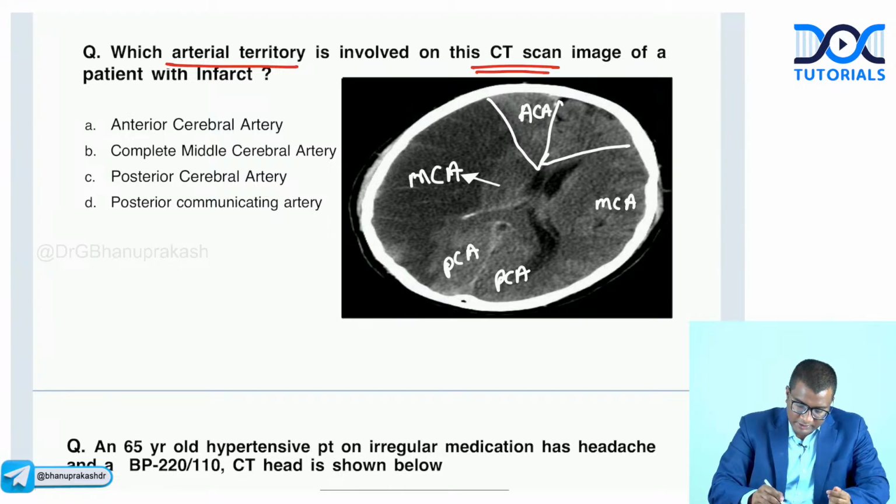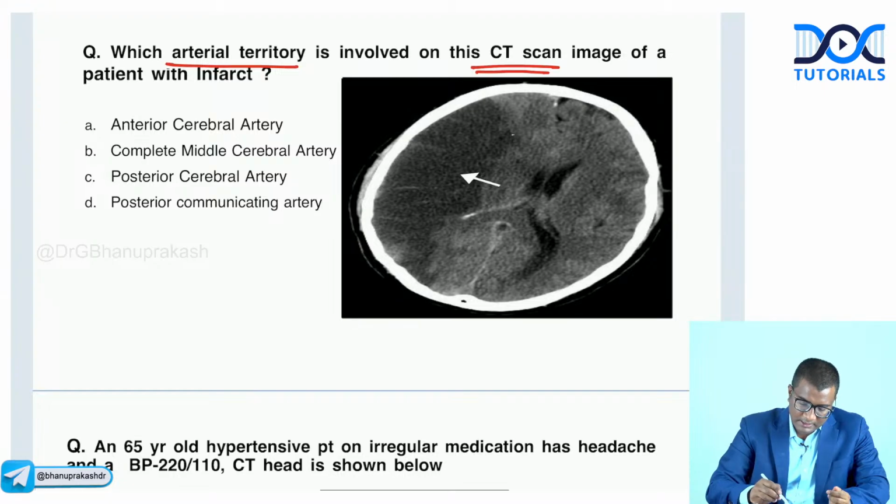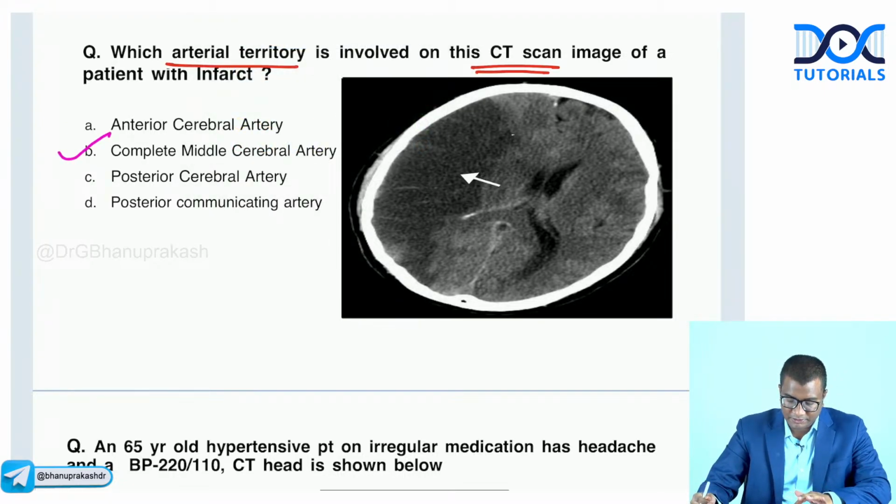So you can see there is a wedge-shaped area involving the right MCA territory. So this is a complete right MCA infarction, right? So this is a right complete MCA infarction.